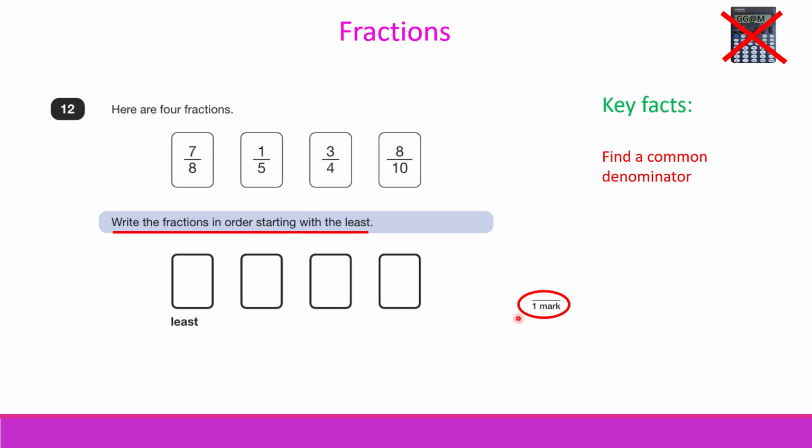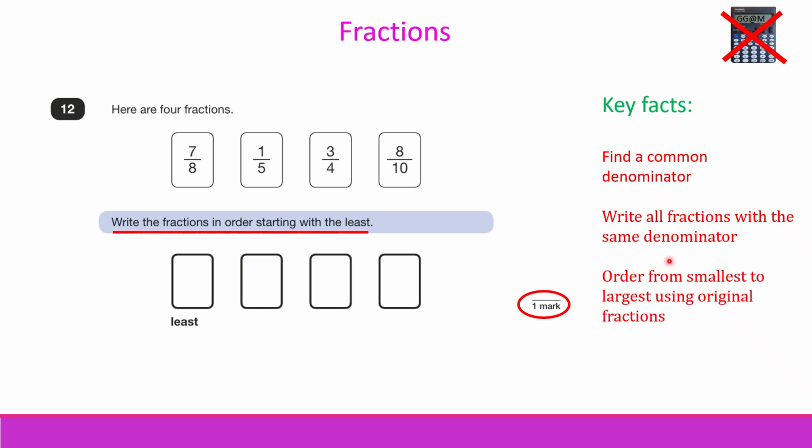So your key facts, you need to find your common denominator. Now the denominator is the number at the bottom of the fraction, so you've got to work out what number does 8, 5, 4 and 10 all go into. You've then got to write all fractions with the same denominator, so you've got to work out what your common denominator is and then write all the fractions with that same denominator.